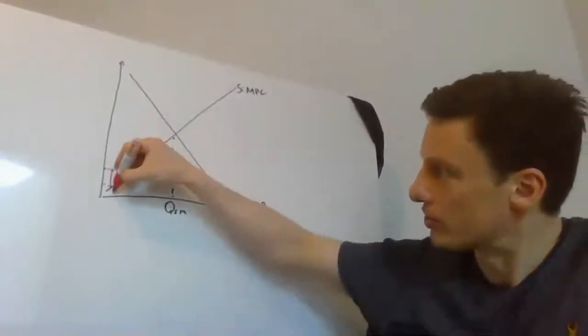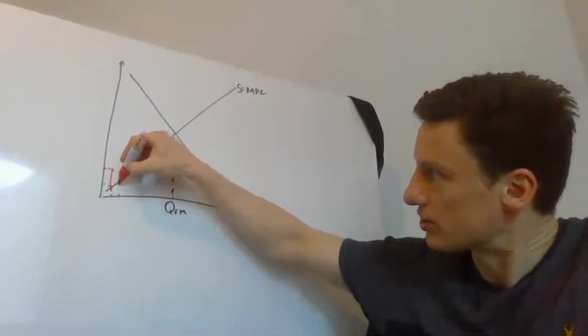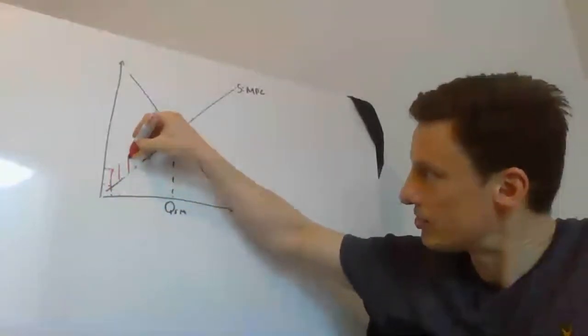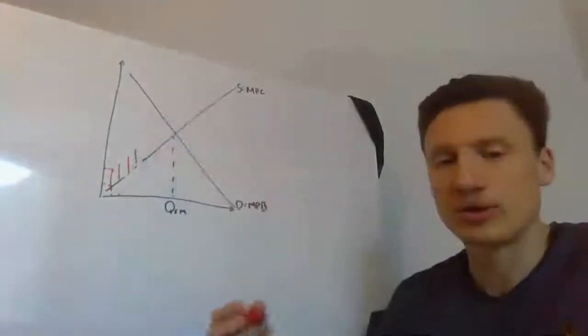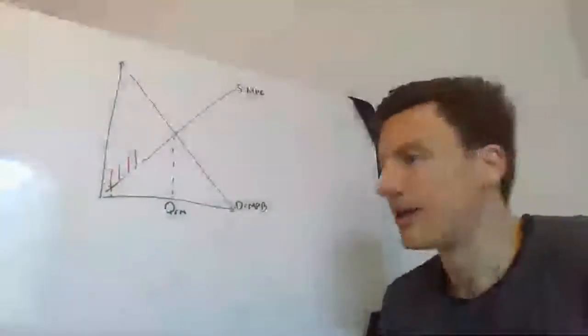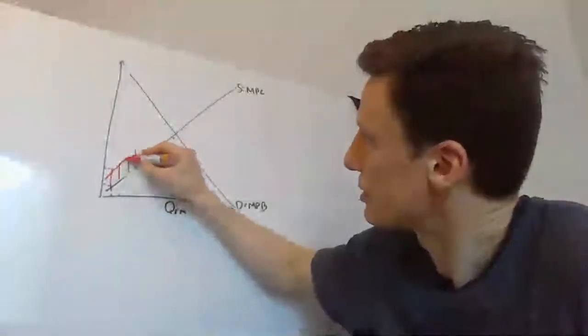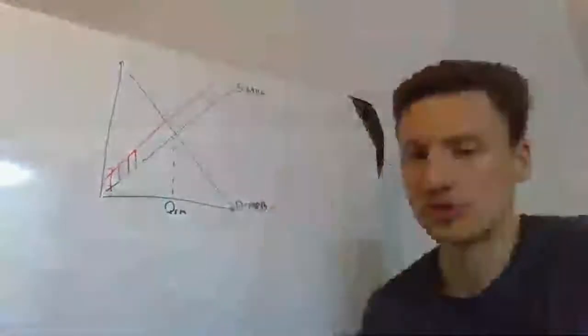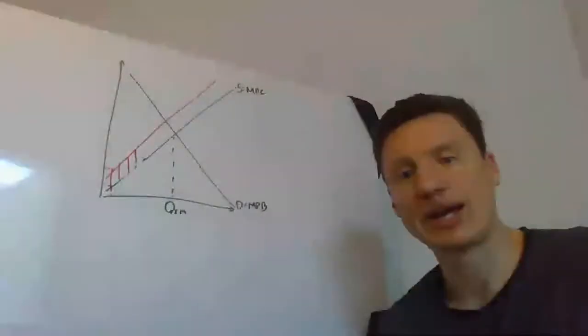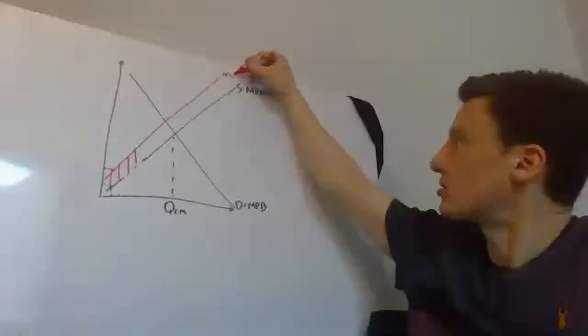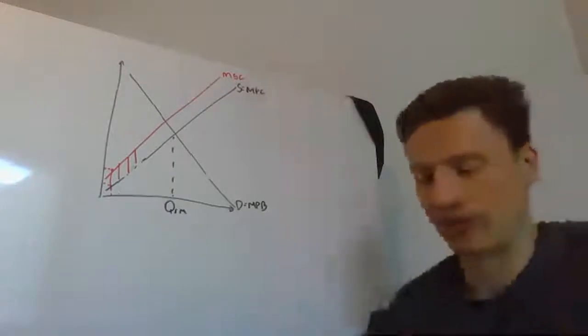And we could do that for all units. So not just for the first unit, but also the second unit, the third unit, the fourth unit. And we could keep going and keep going and keep going. And then you could line up all of those dots, and then you would get a new curve, which we know as the marginal social cost curve.